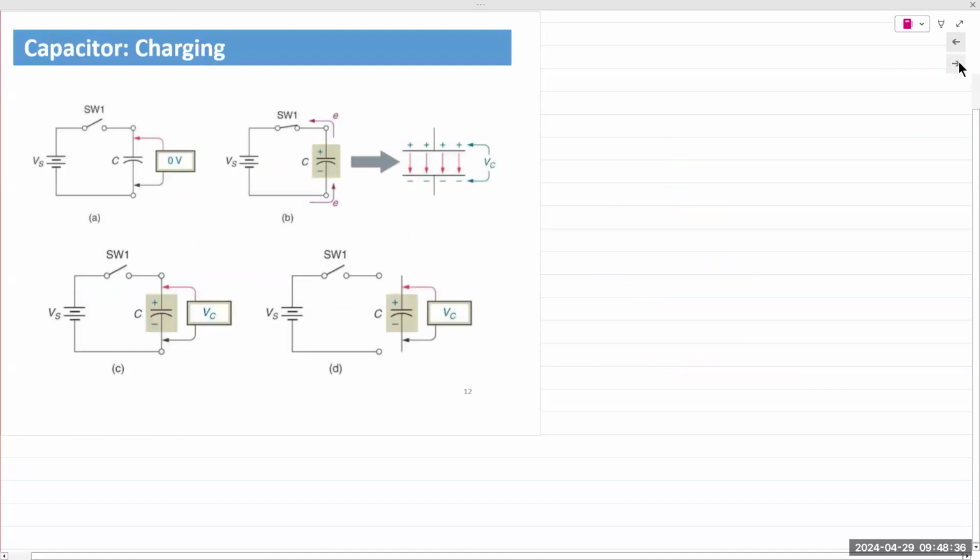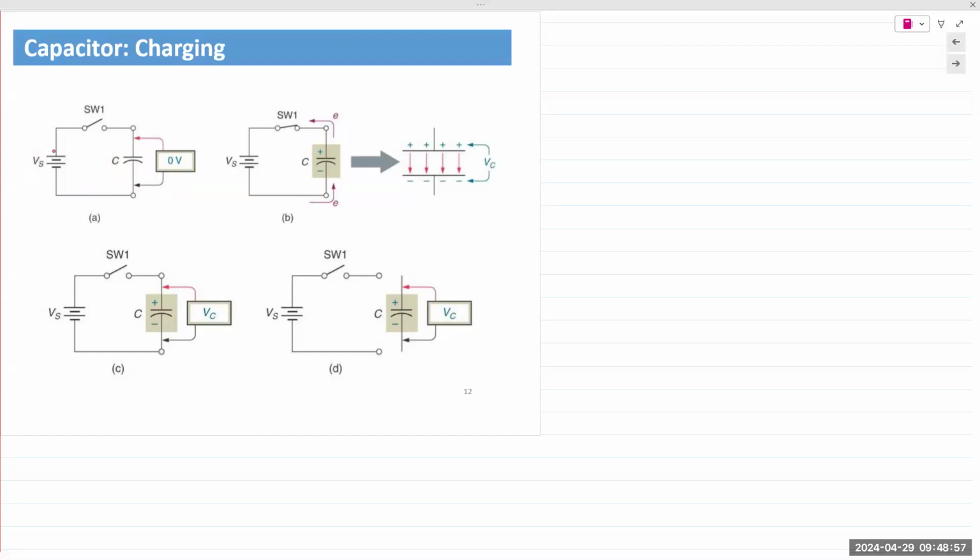So how does it work? Let's say you have a capacitor, you connect it to a voltage source, right? At the beginning, the capacitor does not have any charge across it. The voltage measured across that capacitor is 0 volts. Okay, completely discharged. There is no energy stored in that capacitor.